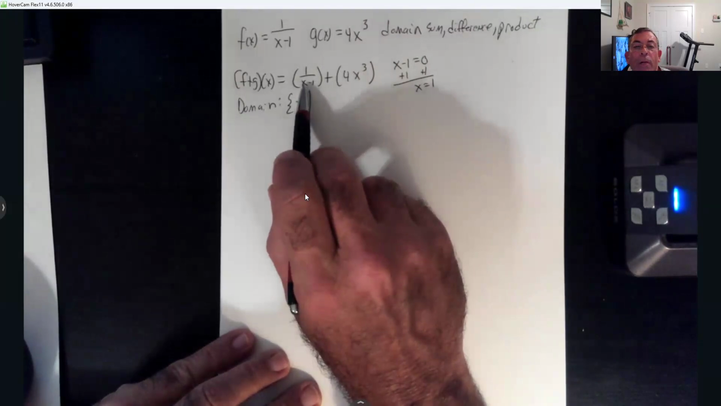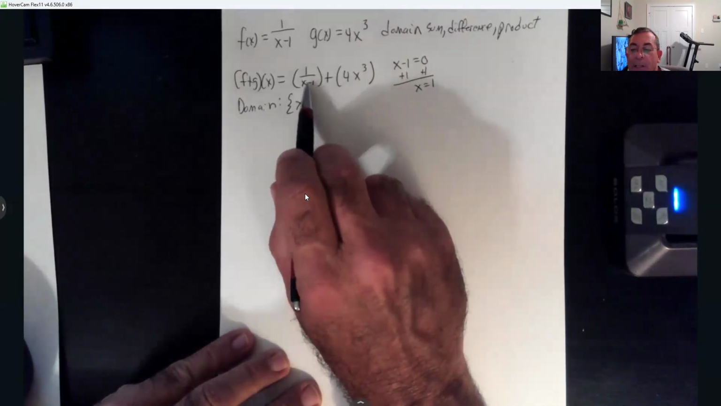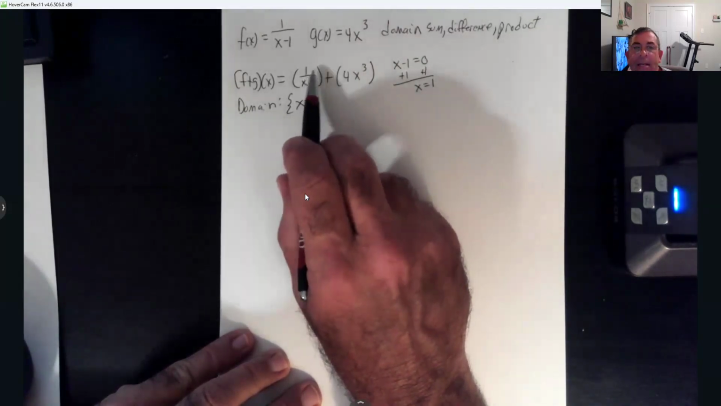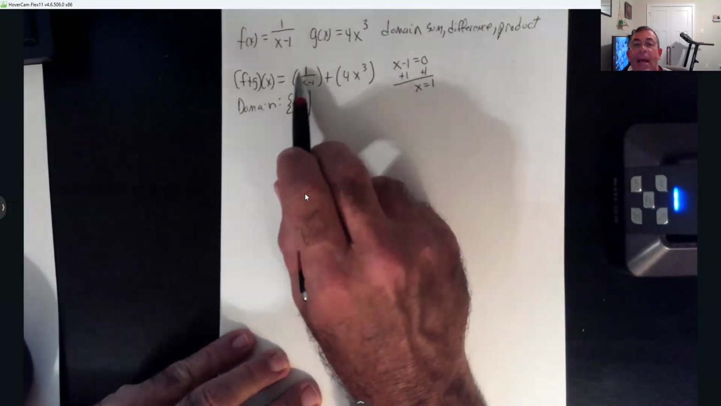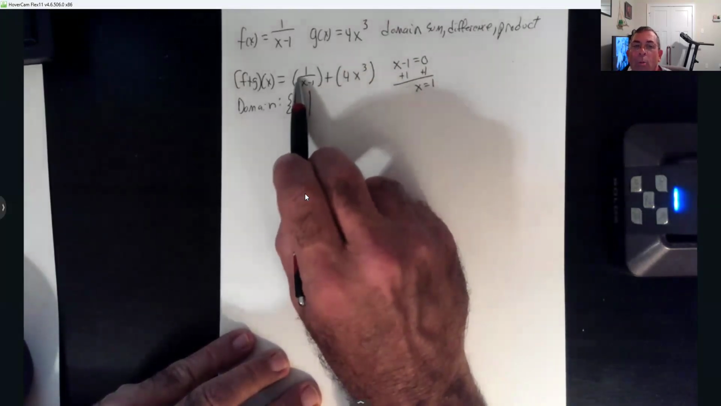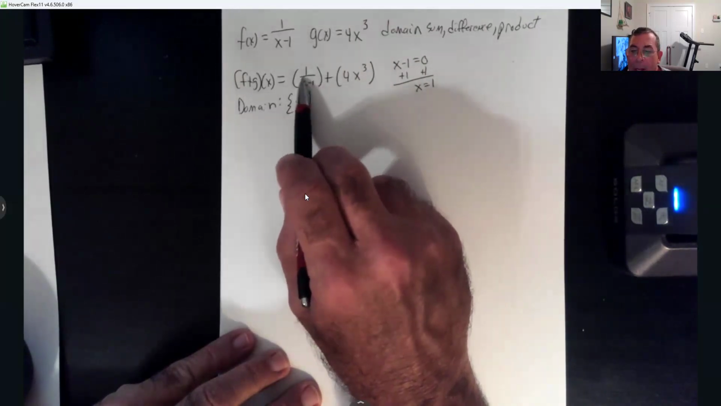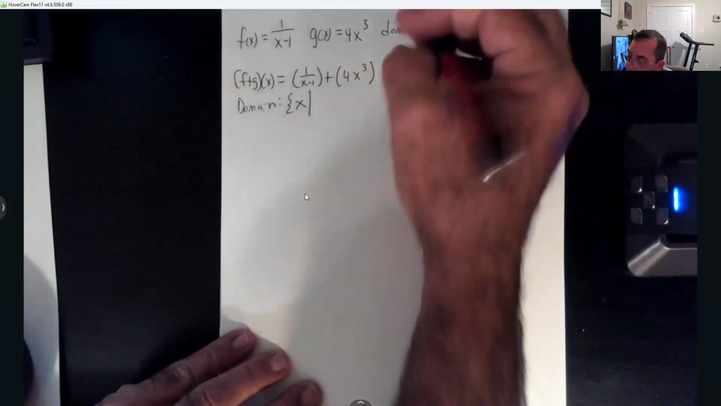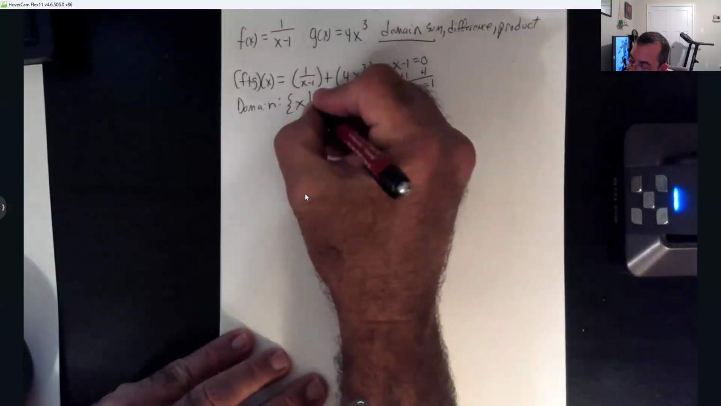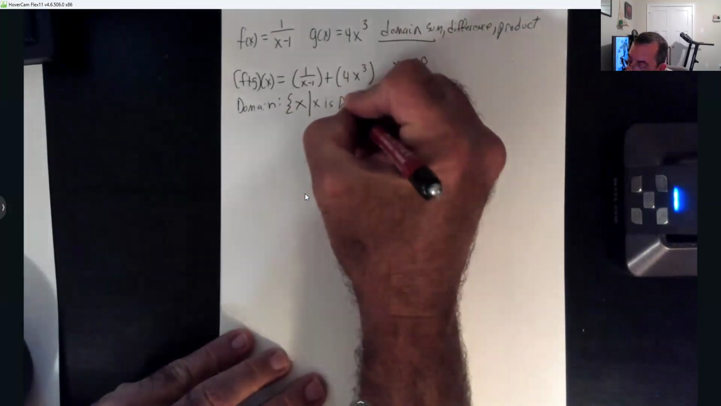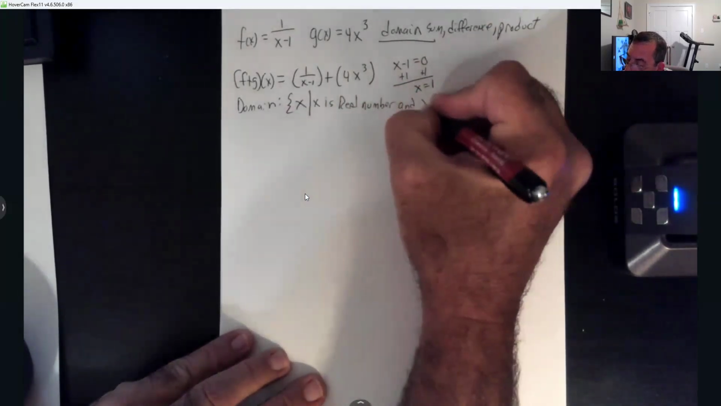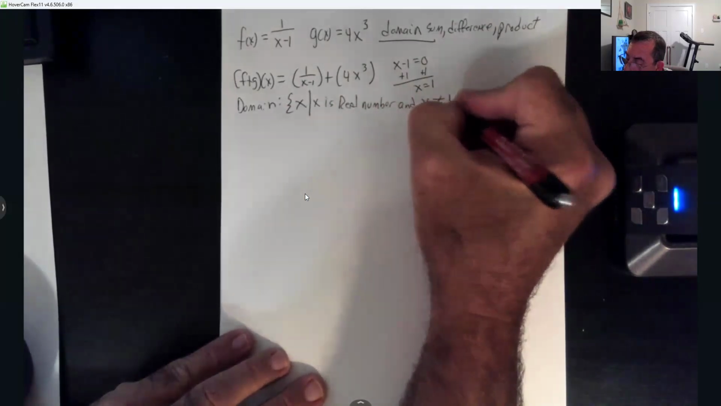That means if you put a 1 in for the x, 1 minus 1 is 0. 1 divided by 0 is undefined. And undefined can't add to this 4x to the third, okay? So we're only worried about the denominator of a fraction when we're talking about the domain. So my domain is x such that x is a real number and x cannot equal 1.